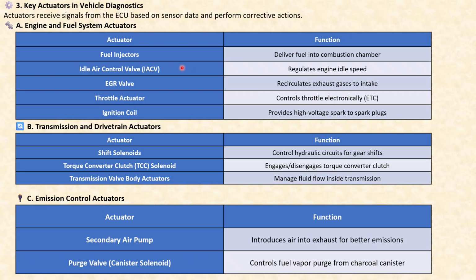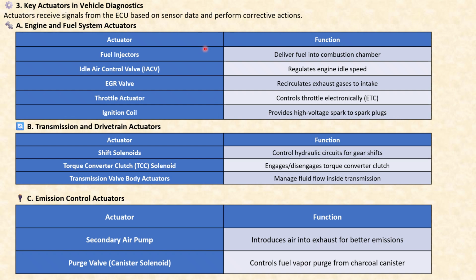Engine idle control valve, it regulates engine idle speed. EGR valve recirculates exhaust gases to the intake. And throttle actuator, it controls throttle electronically. So coming to the ignition coil, it provides high voltage spark to the spark plugs.